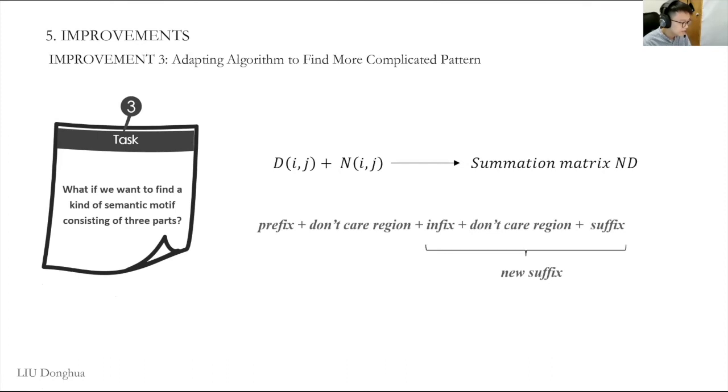Recall that we use the summation of matrix N and matrix D to determine the distance of 2 full candidate 2-part motifs. Let's call the summation matrix ND. We now treat the combination of the original infix and suffix as a new suffix, while the original prefix is still the prefix. Although there can be a don't care region between the original infix and suffix, for the sake of computation, we view the length of the new suffix as n plus s. We can now view ND as the distance matrix of the new suffix and go through the process of the algorithm again to attach it to the original prefix.